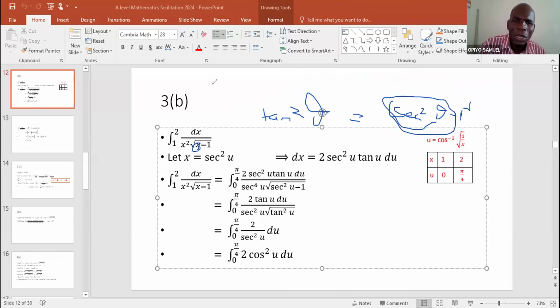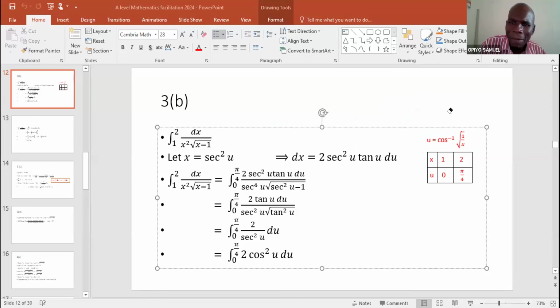However, you have seen from the other discussion, there's a simpler substitution that you can make if you are not very comfortable with this type.